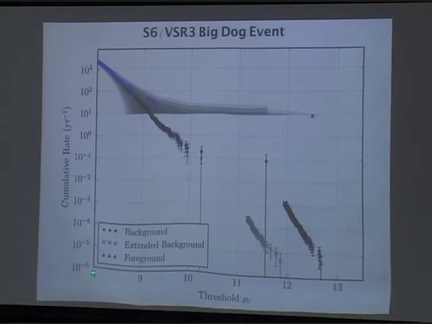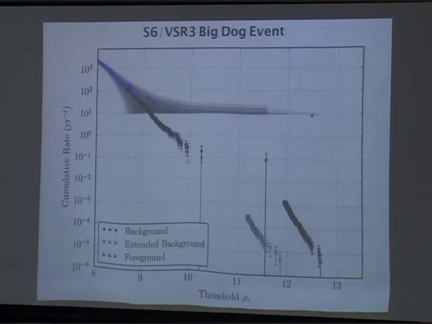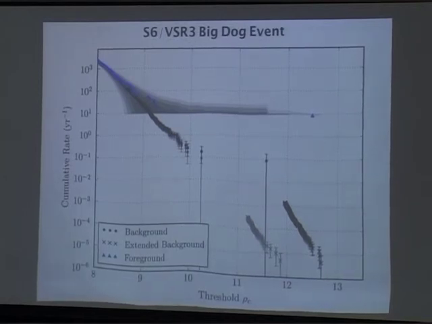What is plotted on this is the cumulative rate of events that we see in our detector as a function of the threshold that we set. Rate of which events? Not just gravitational wave events, any event that comes through our detector.